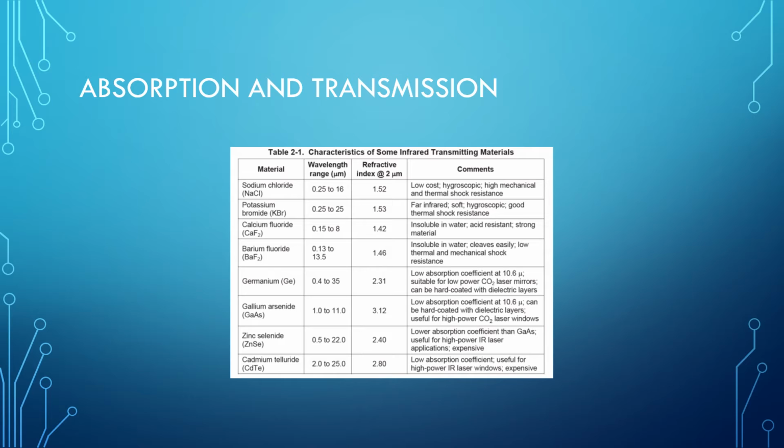As we go down the list, you can see here that it says the cadmium telluride has a low absorption coefficient, useful for high power infrared laser windows, but it's expensive. But if you need the other characteristics, then you will pay that money to have the proper material.